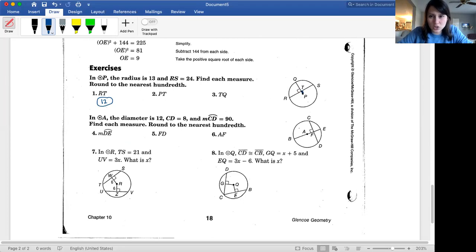All right, so this is a little bit trickier because I'm looking for this little tiny segment. So let's talk about what we could do here. And I'm going to bring you back to our notes.